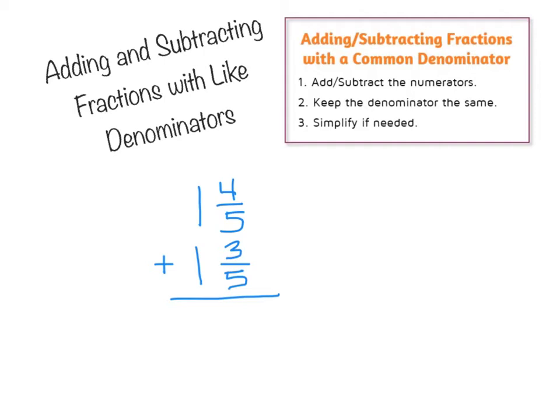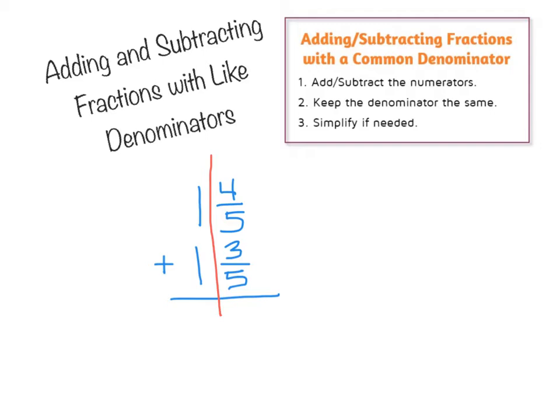So I have a mixed number here. I have 1 4/5 plus 1 3/5. I'm going to separate my fractions and my whole numbers. So my fractions are on the right side and my whole numbers are on the left side. Remember, boys and girls, a mixed number is when you have a whole number with a fraction. I'm going to first start with adding my fraction.